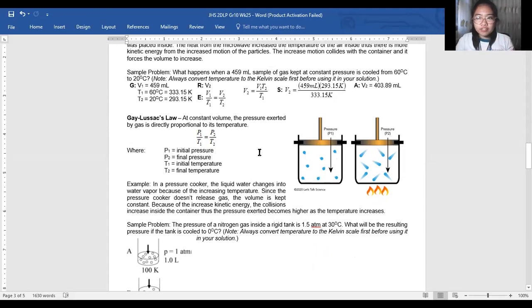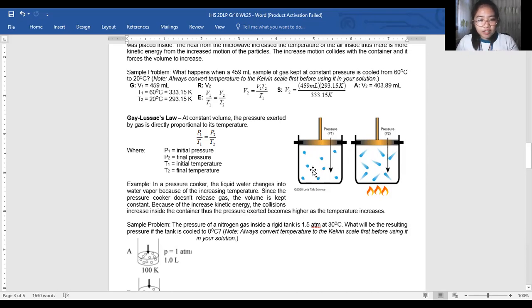Kasi, di ba, nakakulong lahat sa loob ng pressure cooker. So, yung liquid doon, syempre, kapag nilagyan mo ng heat, magluluto ka, di ba? So, nag-change na siya from liquid to gas. Yung gas, nasa loob lang siya kasi nakakulong lahat sa loob ng pressure cooker. Since the volume is constant, hindi nagbabago, pero continuous pa rin na nadadagdagan ng temperature. So, ibig sabihin nun, pabilis ng pabilis yung ating particles sa loob.